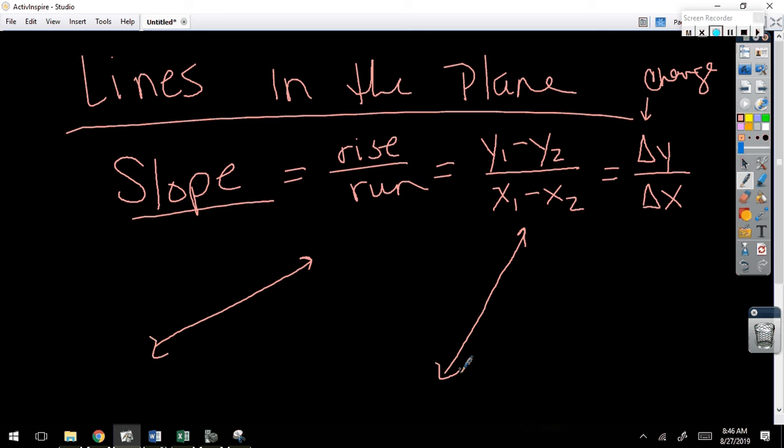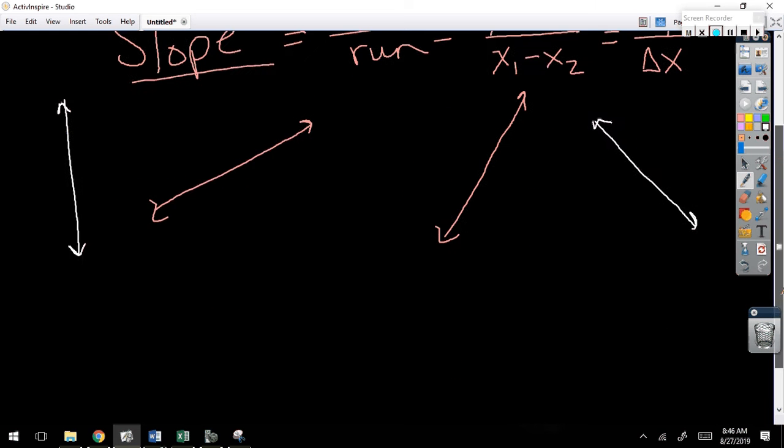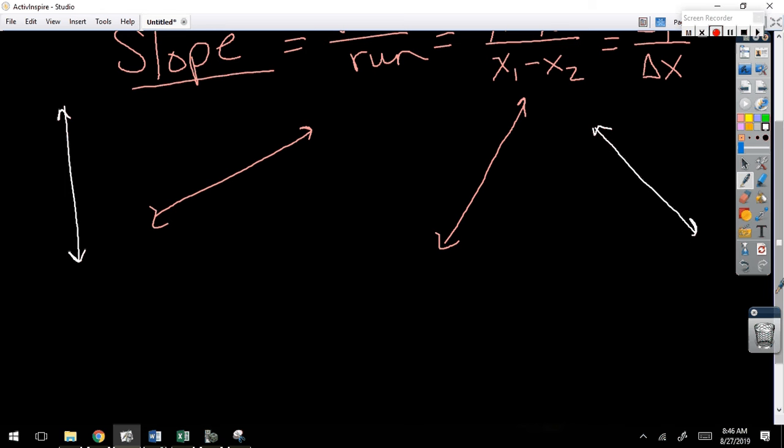You can also have a negative slope, right? Yes. What kind of slope is this? Close. Why might that be undefined?